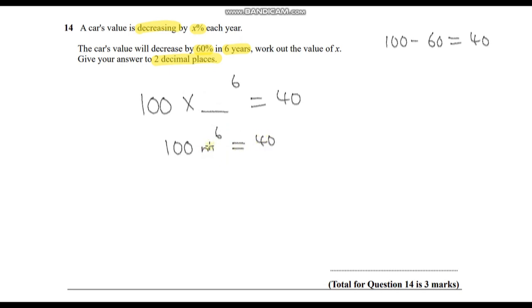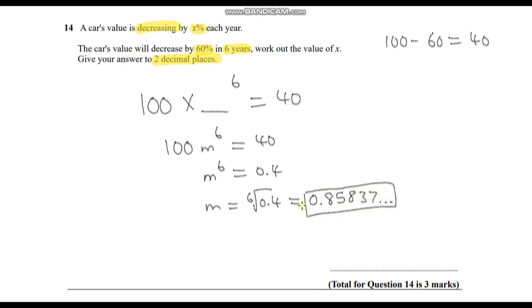To work out what our multiplier is, we first of all divide by 100, so we're left with m to the power 6 is equal to 0.4, and therefore m, well, we're going to take the 6th root of 0.4. So let's pop that into the calculator. We're going to do the 6th root of 0.4, just try and find that on your calculator, and we get 0.85837.